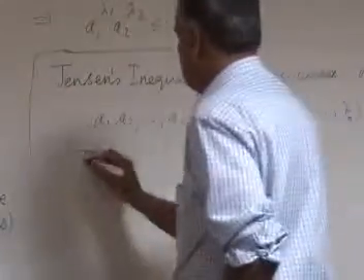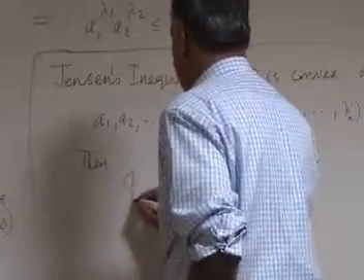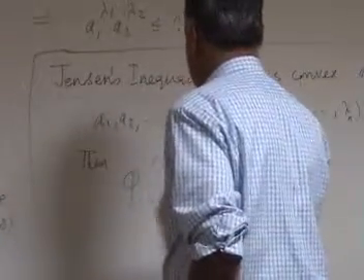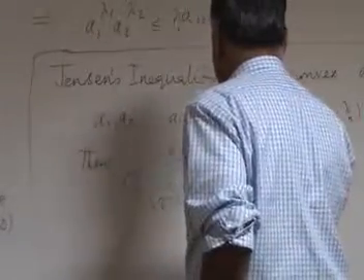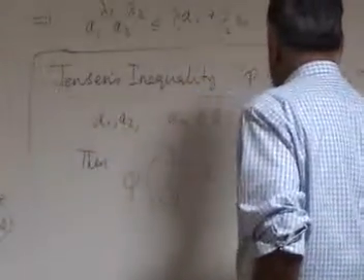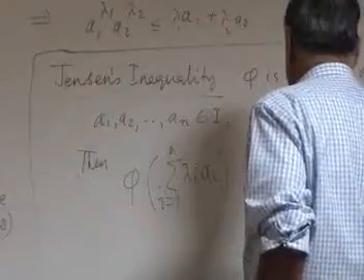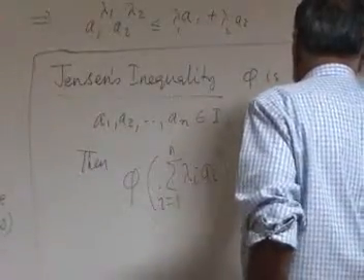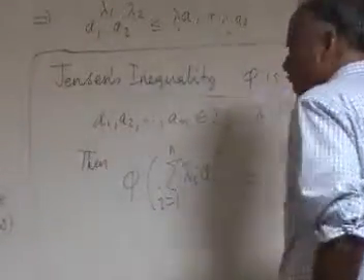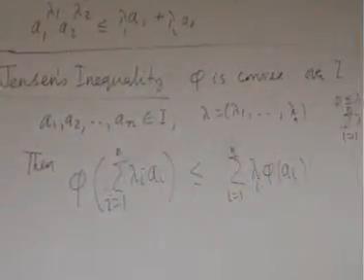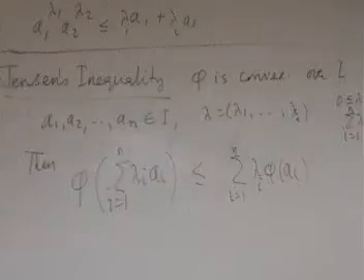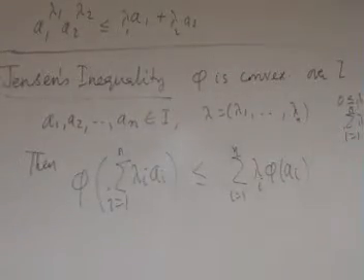Then phi of summation i equal to 1 to n lambda i ai is less than or equal to summation i equal to 1 to n lambda i phi of ai. The inequality is shifted backwards if it is concave. That's all. We are looking for that concave business.